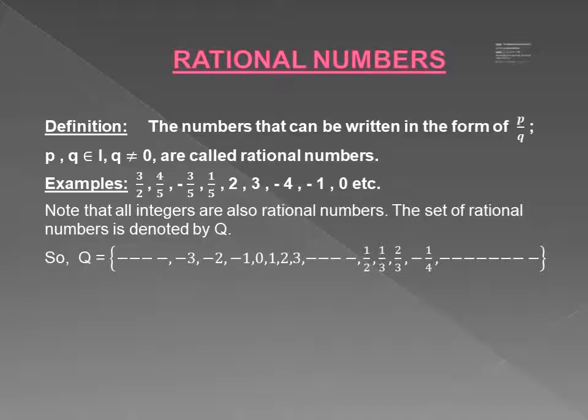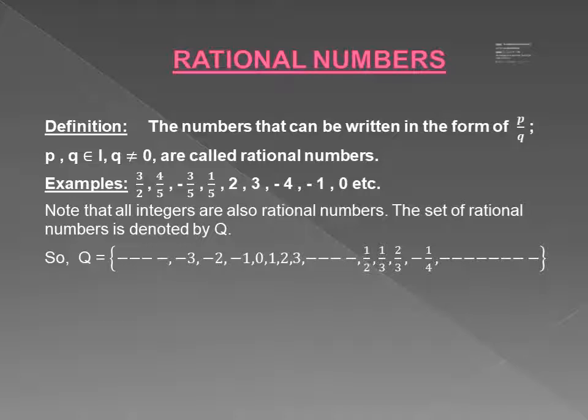The numbers that can be expressed in the form of p by q, where p and q are integers and q is not equal to 0, are called rational numbers. For example, 1 by 2, 1 by 3, 1 by 4, 2 by 3, 2 by 7, 3 by 8, etc. All of these numbers are rational numbers. We observe that all the integers are also rational numbers. The set of rational numbers is denoted by capital Q.